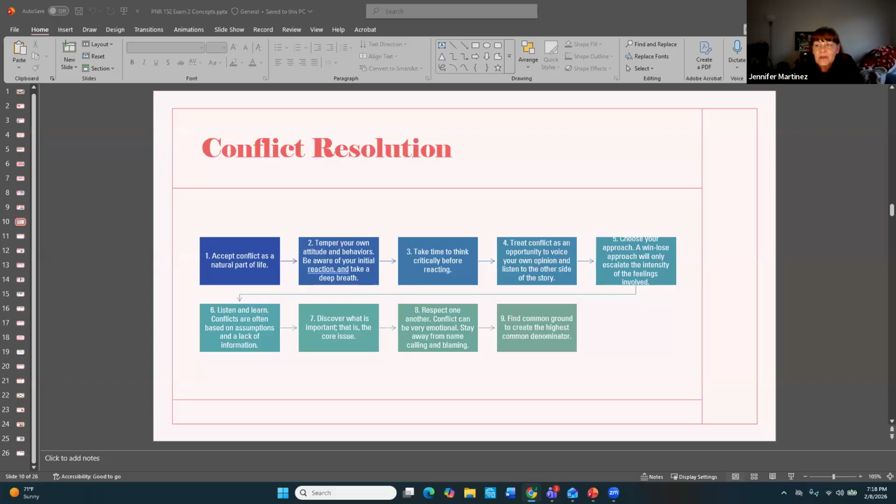And listen to what's going on. Choose your approach. A win-lose approach will only escalate the intensity of feelings involved. The best choice for a solution depends on the situation, but we want to try to have a win-win situation, right? Where both parties win. And that win-win approach usually involves those active listening skills, creative thinking, and lots of compromise.